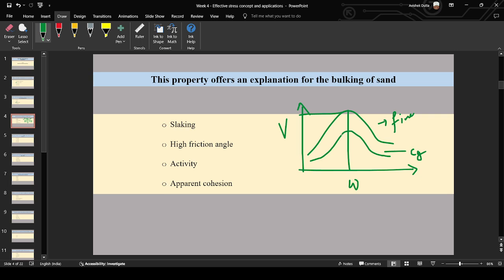And because of this adhesive force, it seems like there is cohesion in the sand. Although sand is a cohesionless soil and has no cohesion, this phenomenon is called apparent cohesion. Bulking of sand is due to apparent cohesion. That is not the true cohesion. It is the adhesive force between the particles due to the capillary action of water, but it seems that the soil is behaving as a cohesive soil. So bulking happens due to apparent cohesion between the sand particles.